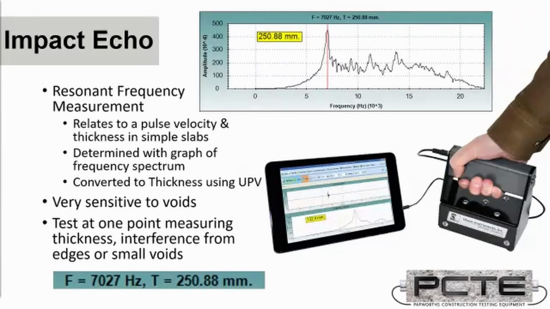But it does have some geometric limitations, particularly when testing elements that aren't flat and wide, like a wall or a floor. Circular columns in particular are difficult to characterize with impact echo, and measurements at the edges of walls or floors will also show additional frequency data from those edge conditions. So it's most appropriate on wide, flat areas with a consistent geometry.